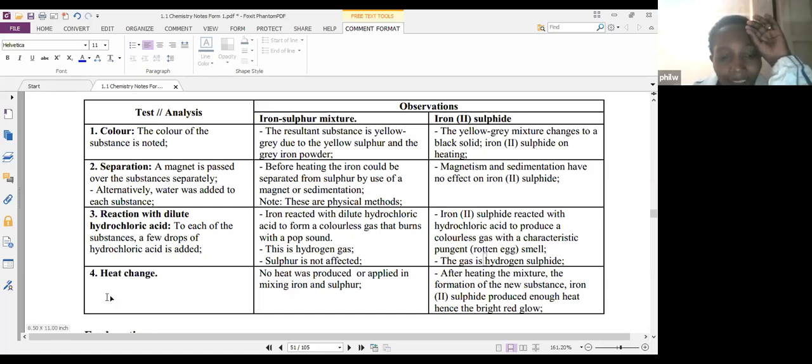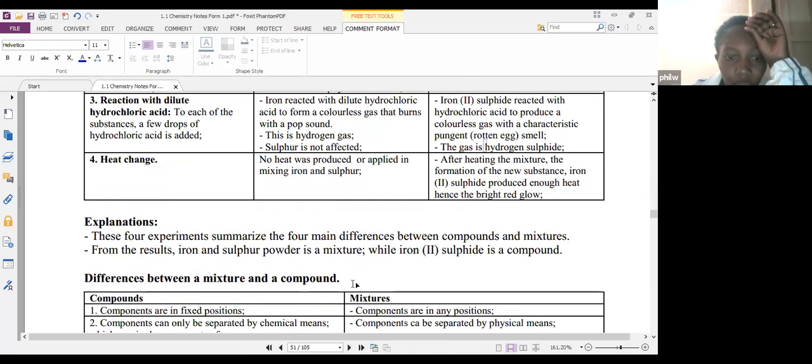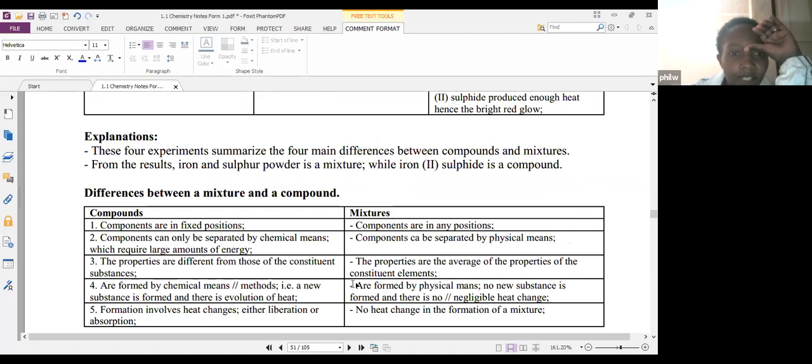And lastly, heat change. When the mixture is formed, there's no heat change. But when the iron and sulfur are heated, there's a change in heat. There's heat that is used, and once it is used, it forms a compound. So now that gives us the differences between a mixture and a compound.